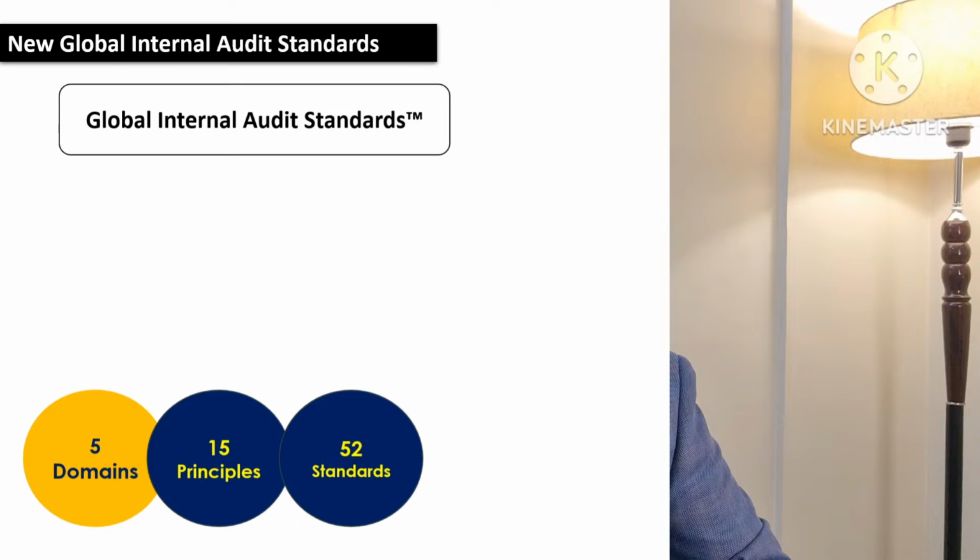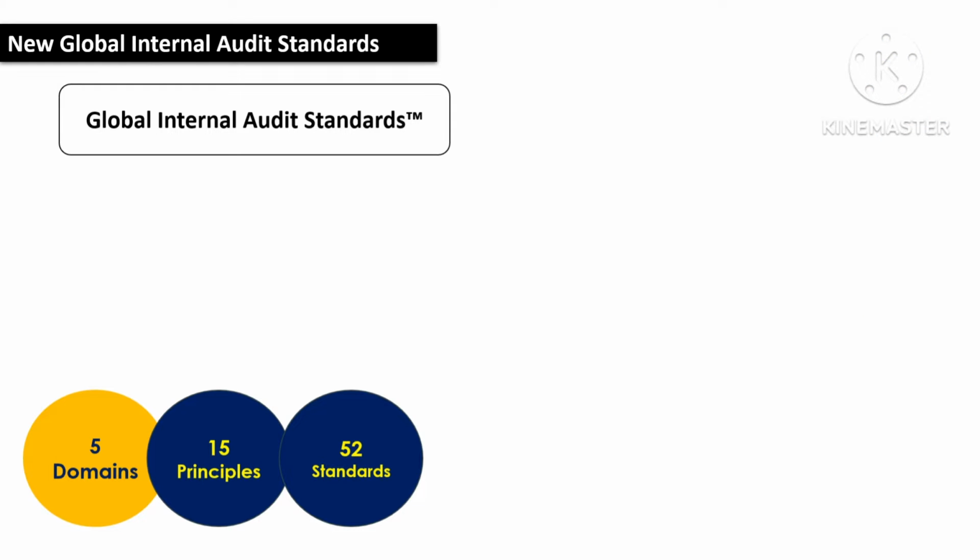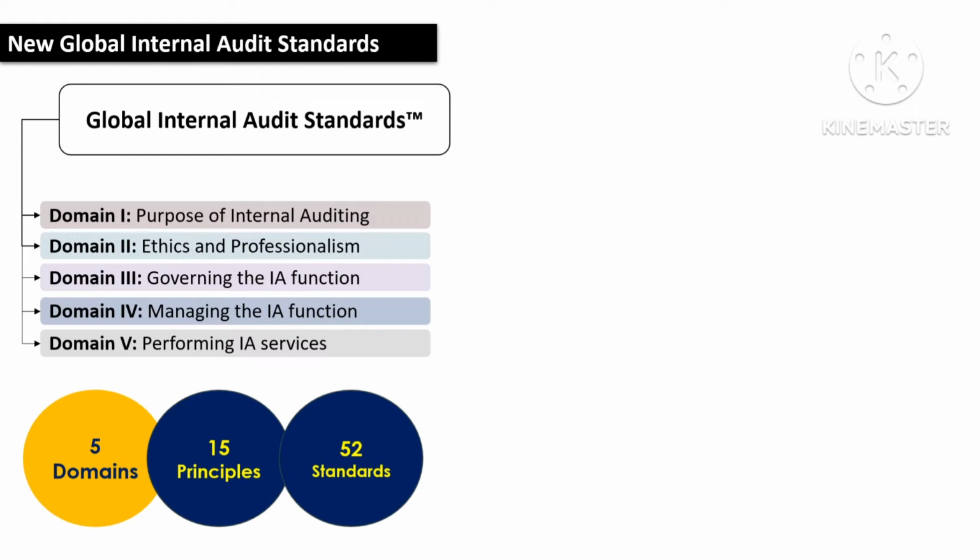So let's repeat some of what we discussed in the last video, which is about the 5 domains of the global auditing standards and how this is connected with the principles and the standards. There are basically 5 domains, 15 principles and 52 standards. The 5 domains are: the purpose of internal auditing, which is not linked with any of the standards but defines the purpose of internal auditing; Domain 2 is ethics and professionalism; 3 is governing the internal audit function; 4 is managing the internal audit function; and 5 is about performing internal audit services.